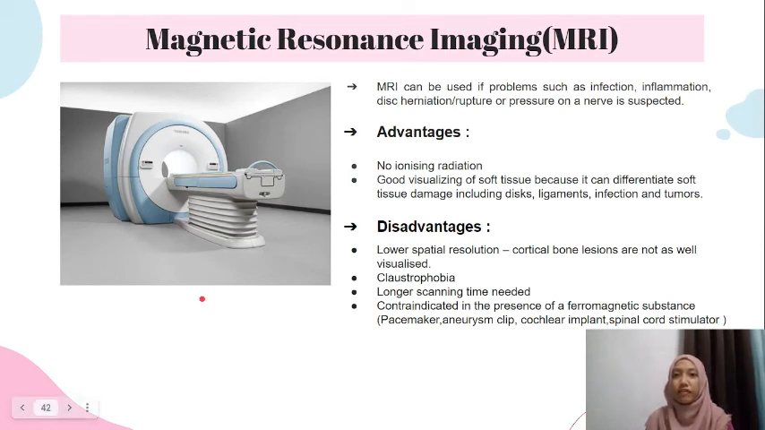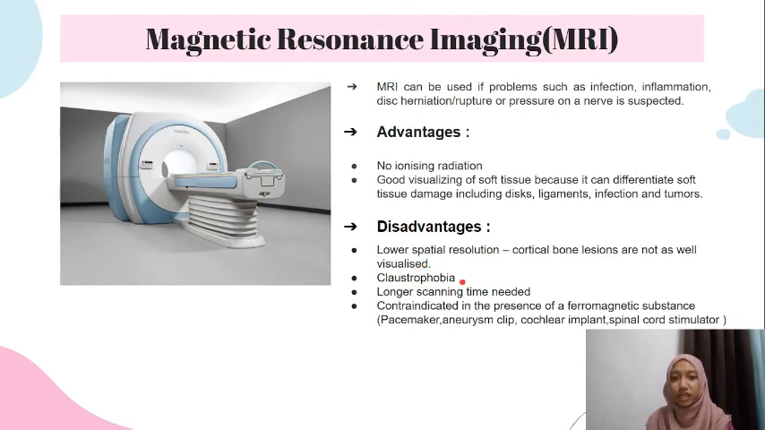MRI can be used if problems such as infection, inflammation, disc herniation or rupture, or pressure on a nerve is suspected. The advantage of the MRI: first, no ionizing radiation used. Second, good visualization of soft tissue because it can differentiate soft tissue damage, including disc, ligaments, infection, and tumors. And the disadvantage of the MRI is lower spatial resolution. The cortical bone lesions are not as well visualized.